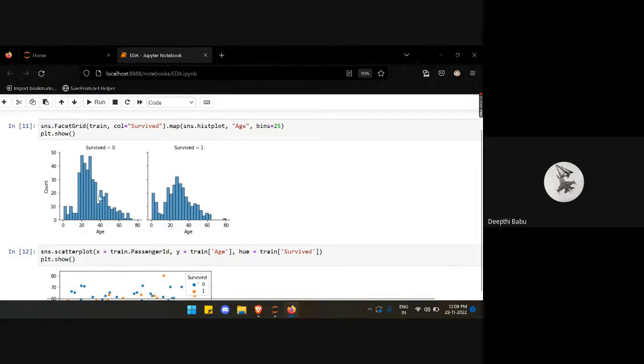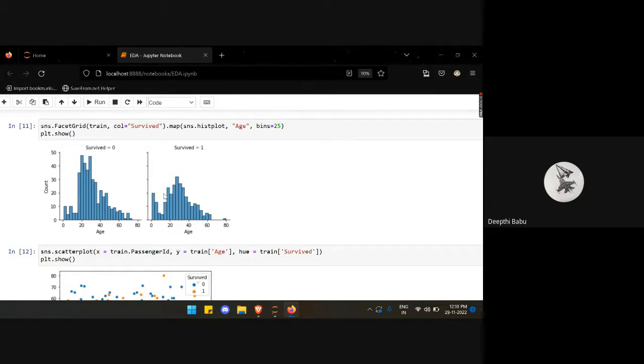Basically, I can say that from 20 to 40, they have not survived that much. It is also the same over here. You can see the people at the age of 20 to 40 have survived. And why is it like this? It's basically because most of the people who traveled were between the ages of 20 and 40.